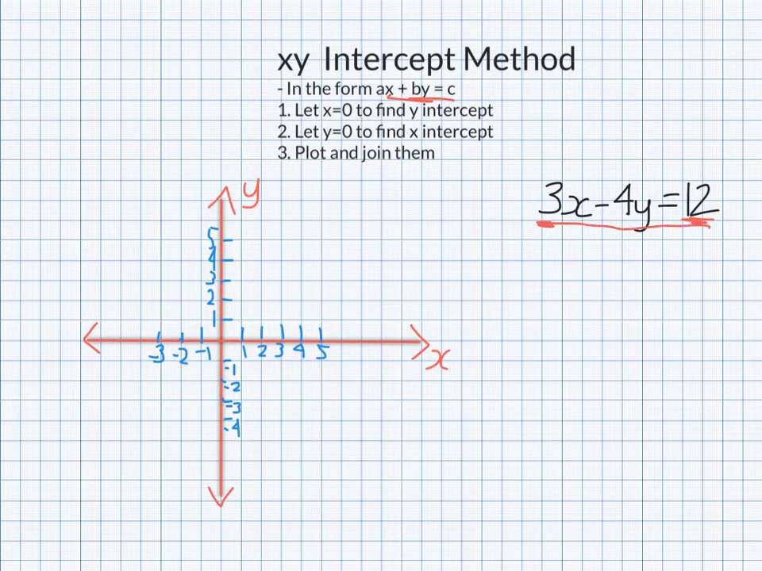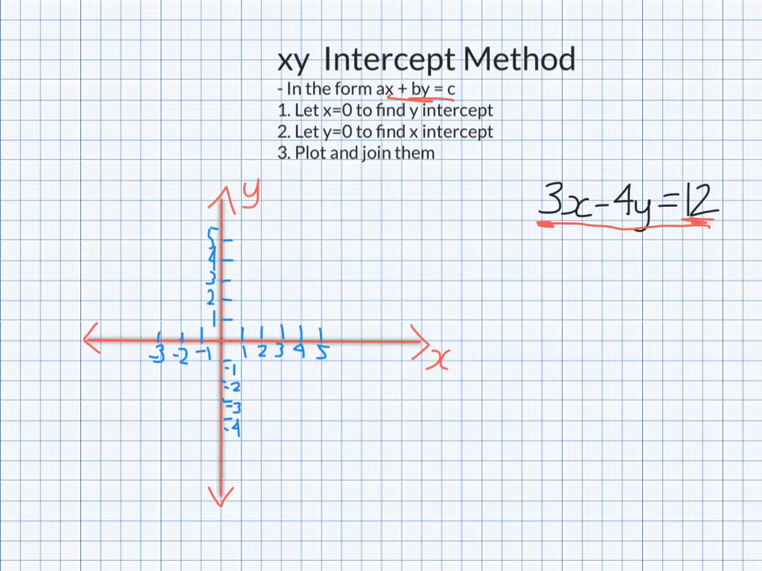Something times x plus something times y equals something. So what we're going to do to graph this is let x equal 0 to find the y-intercept, and then y equals 0 to find the x-intercept, and then plot them up. Once again, we're finding 2 points. It just happens that in this method, the 2 points we find on the line are the 2 intercepts, where it hits the x-axis and where it hits the y-axis. So let's start by letting x equal 0 to find the y-intercept.